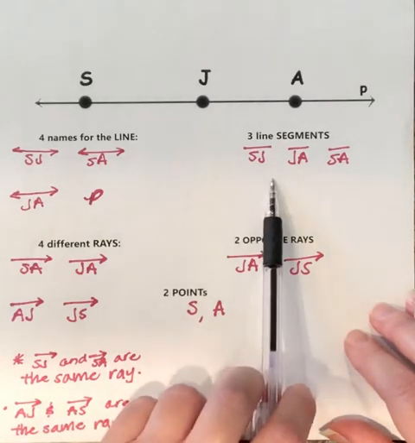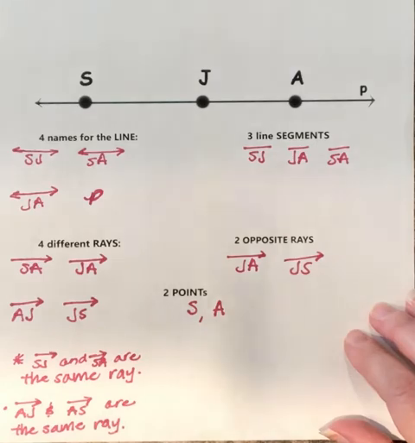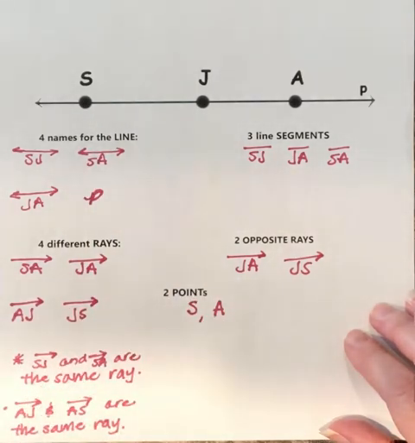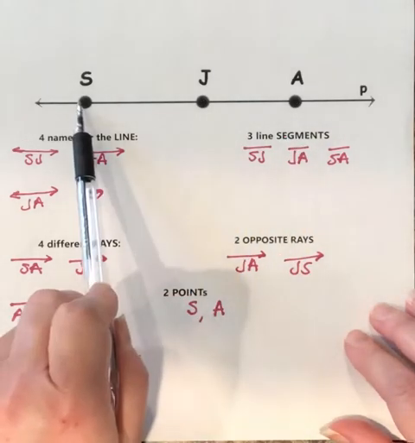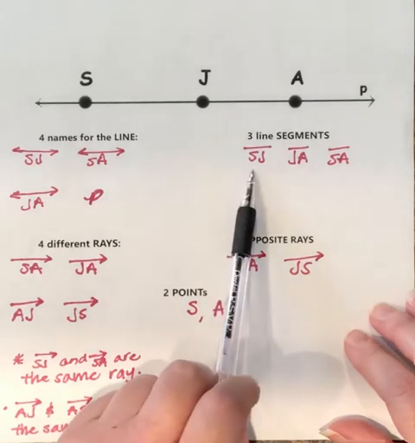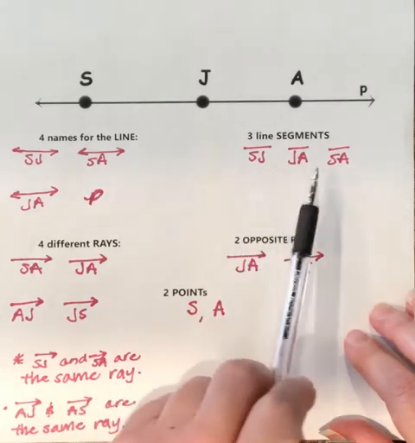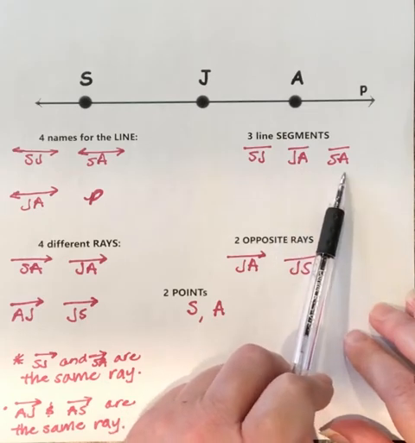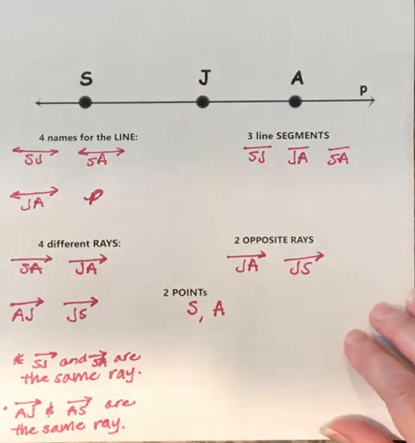3 line segments, those are just pieces of the line. So SJ is one piece of the line, JA is another piece of the line, and SA is another piece of the line. And again, JS would be the exact same segment, AJ would be the same as this, and AS would be the same segment as this. The order of the letters doesn't matter.